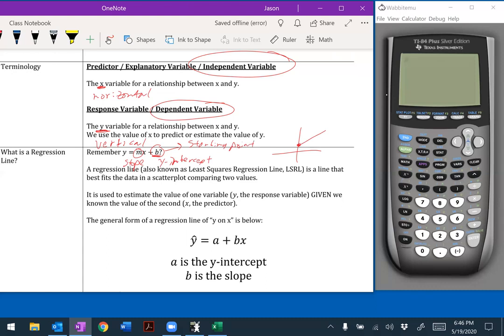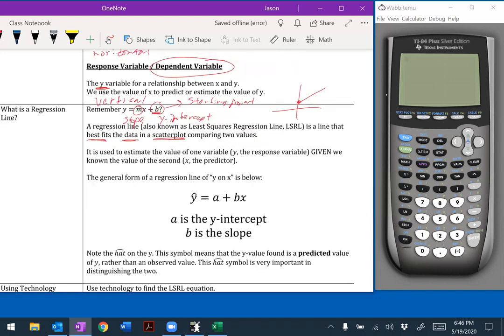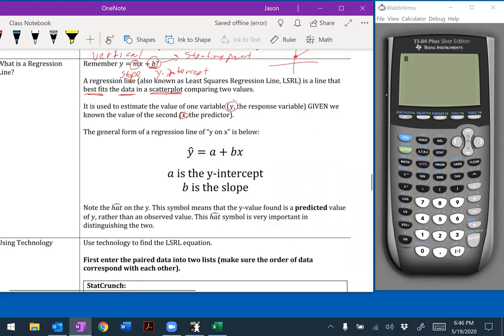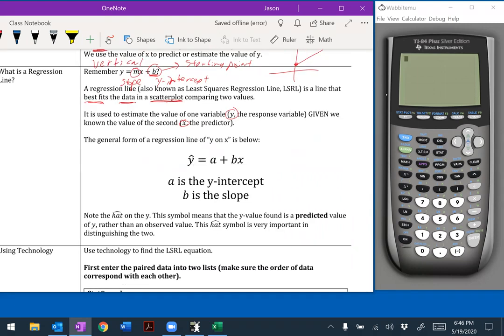A regression line, also known as a least squares regression line, is a line that best fits the data in a scatter plot comparing two values. It is used to estimate the value of one variable, y, given the x. So estimate y given x. The general form of the regression line of y on x is below: y hat is equal to a plus bx.